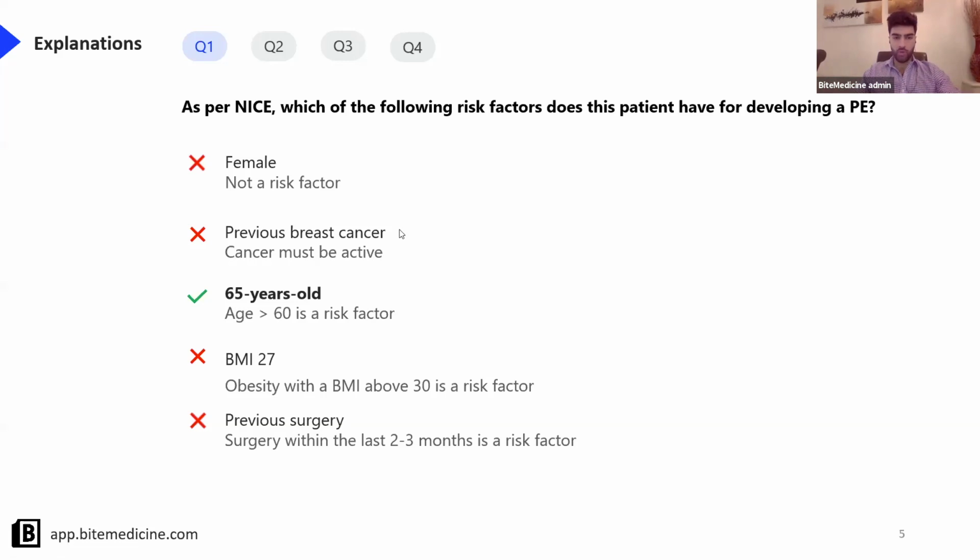Good, so I hope that all makes sense. The key thing is, with breast cancer and with surgery, they need to be risk factors which have occurred within the last couple of months, according to NICE. And that's why age was the correct answer here.